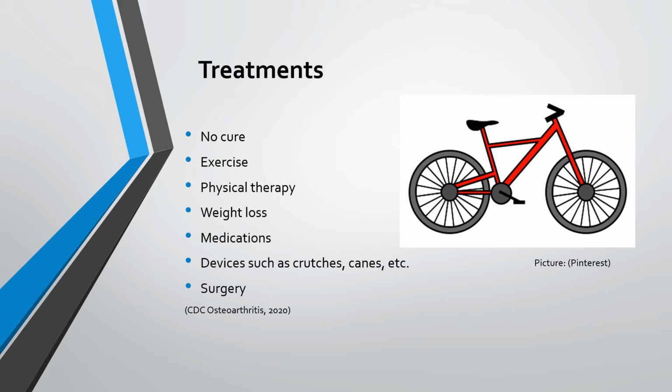And strength will help a lot if your muscles are stronger around the joint. It'll help take the pressure off the joint. Weight loss, same thing, it'll help take the pressure off the joint. There are medications, there are devices like crutches, canes, and walkers that will help you kind of displace some of that weight off of those joints. And then in severe cases is surgery.